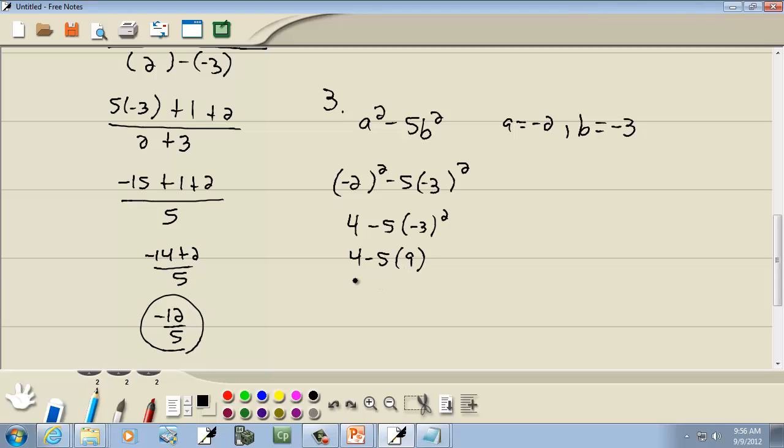My dear, multiplication division. 5 times 9 is 45. And Aunt Sally, addition subtraction. 4 minus 45 gives us negative 41.